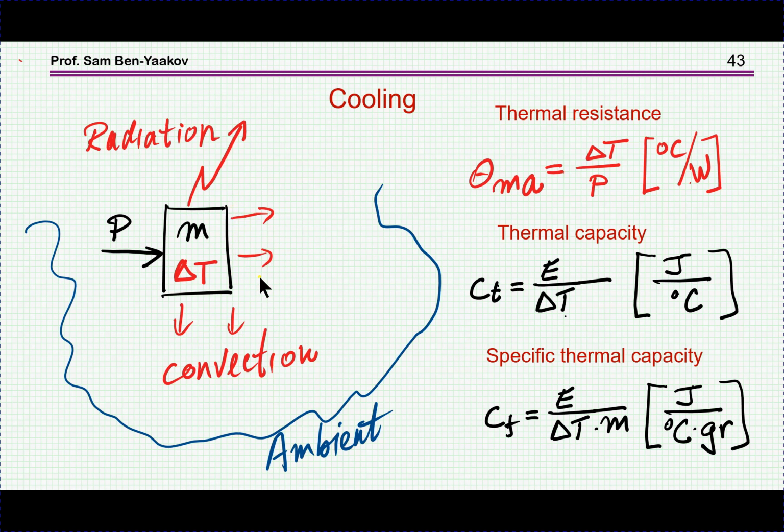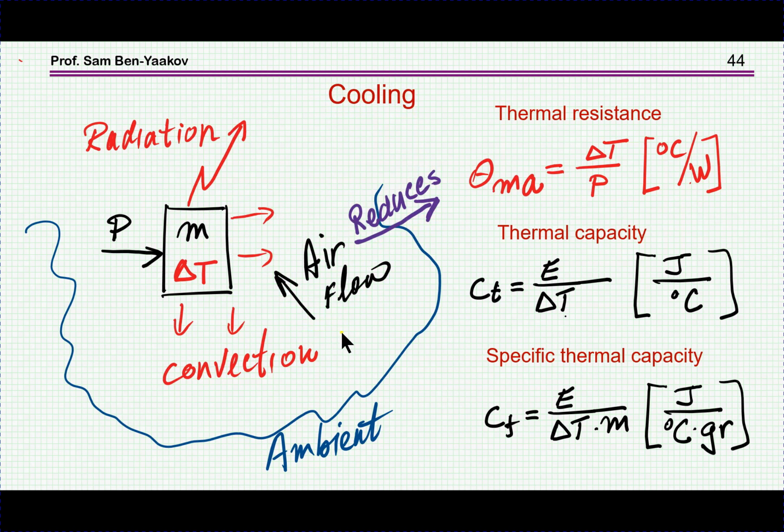Now, the parameter related to this process is the thermal resistance, and this is the temperature drop per power passing. This is degrees centigrade per watt, and this will be the temperature drop between the surface here and the surrounding. Okay, this is the delta T. And if I add some airflow, this will improve the convection very much, and this will reduce this number. That is, we'll have more heat moving out if we can have an airflow passing the surface.